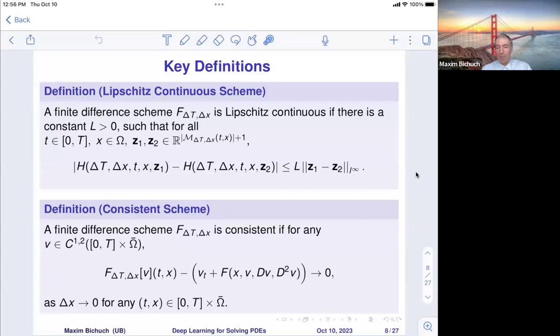Another thing, again, for the difference scheme is Lipschitz continuity. Again, something that makes sense. So this is just kind of stating the classical thing.